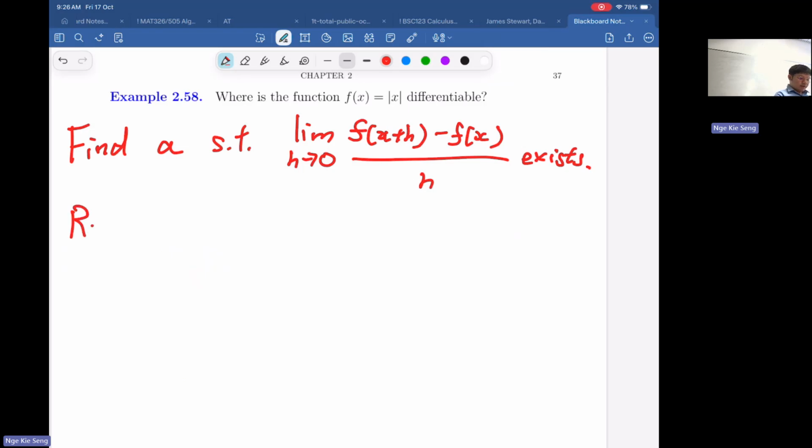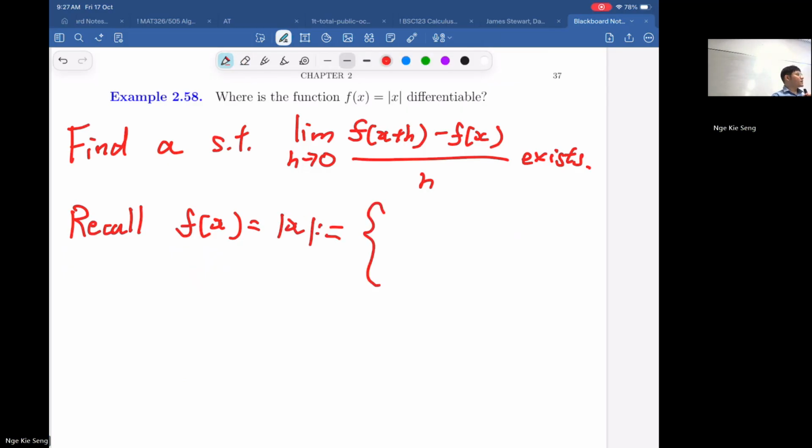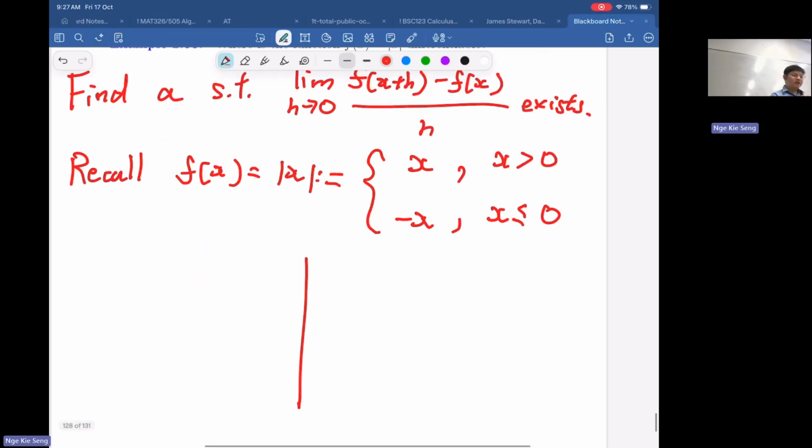But recall, how do we define this modulus function? Where do you get x? Where do you get minus x? When x is greater than 0, we take x. When x is less than or equal to 0, we get minus x. So what's the shape here? Once you write down this function, try to recall what the shape is. So this is the V shape.